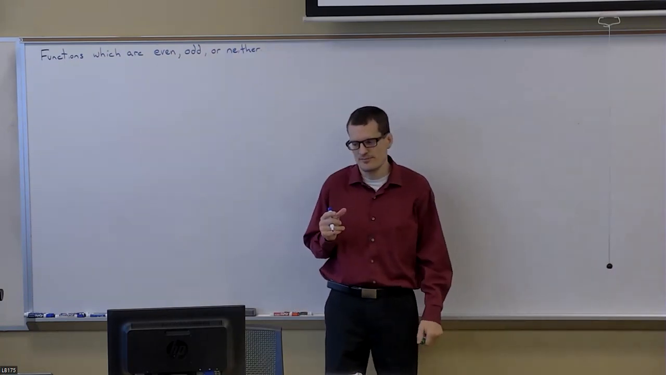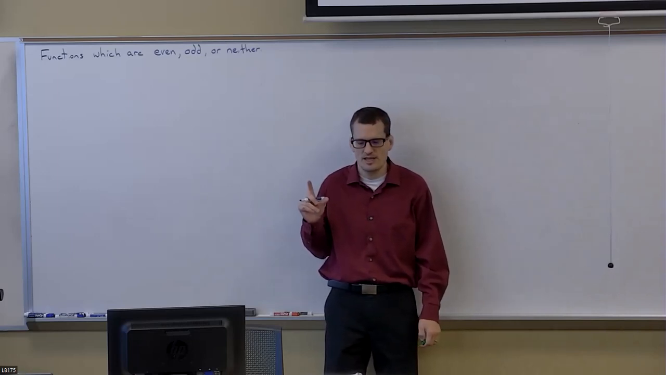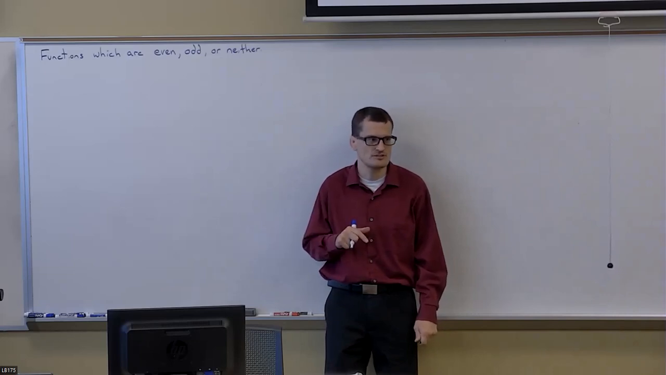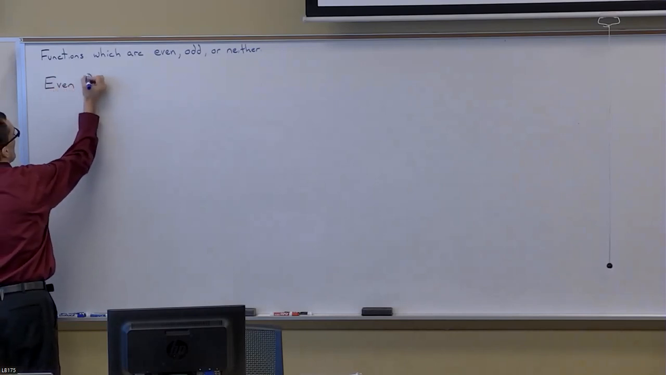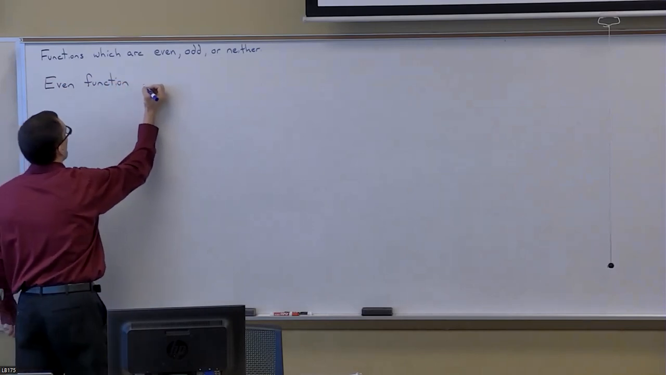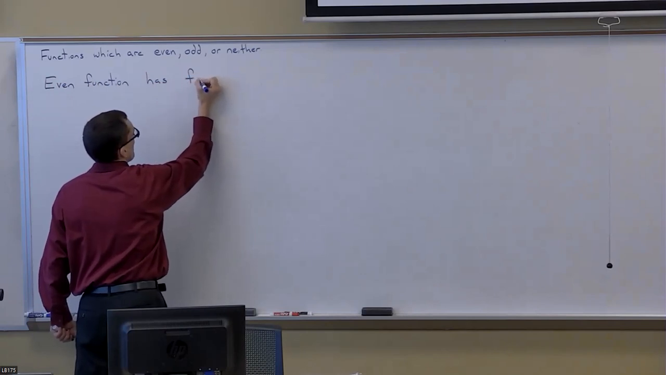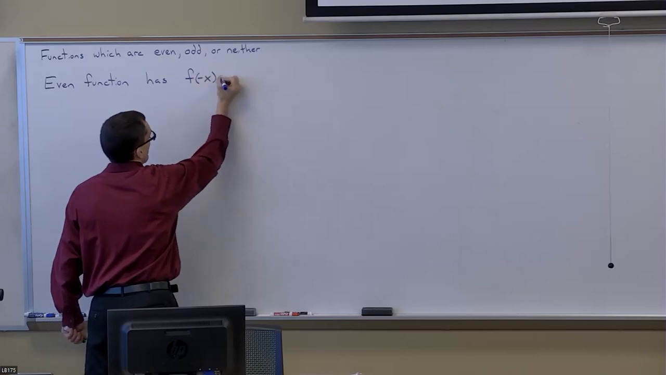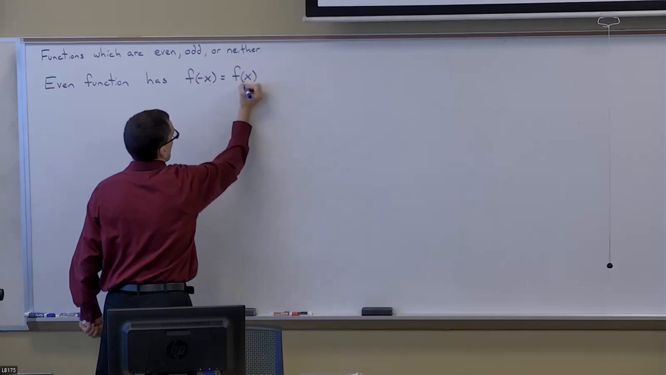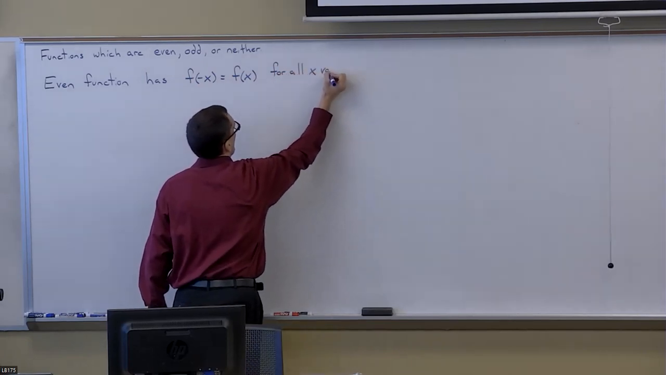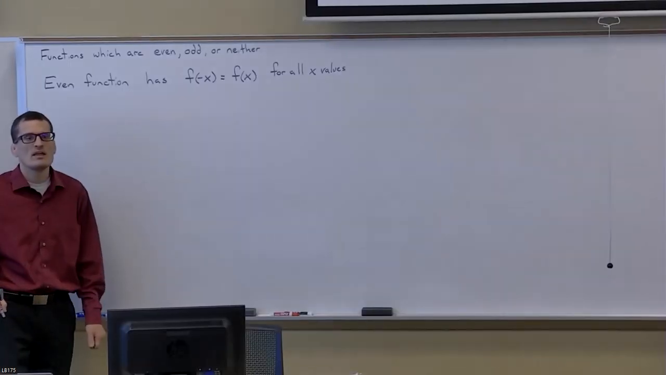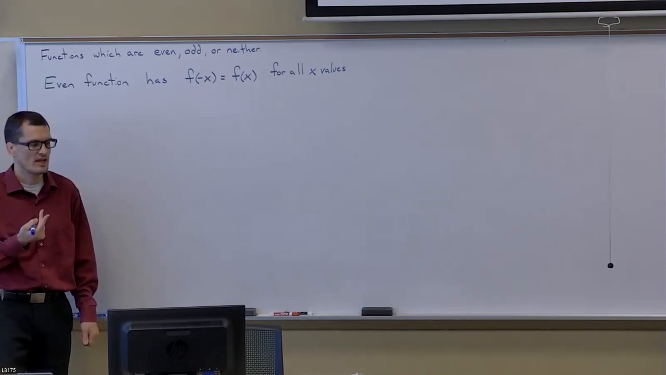So an even function is one that can be reflected through the y-axis and nothing changes, right? Algebraically, an even function has this feature that if you plug in a negative x, you get the same thing as if you plug in a positive x for all x's. That means graphically, if we reflect through the y-axis, it looks the same.